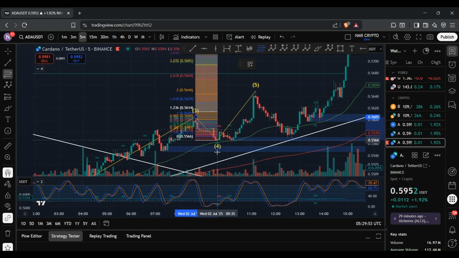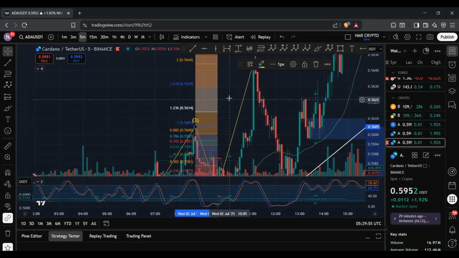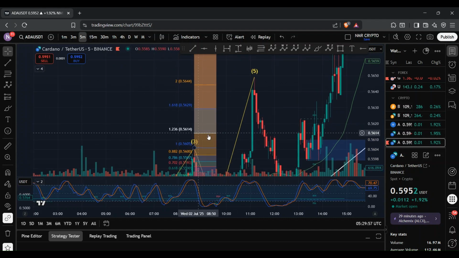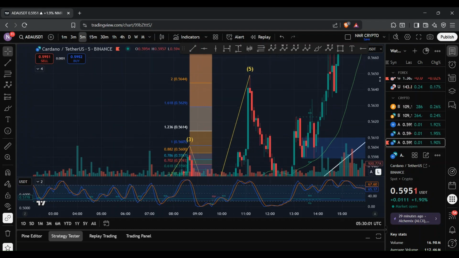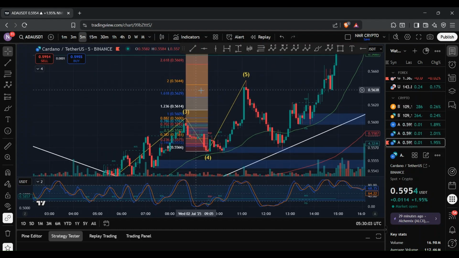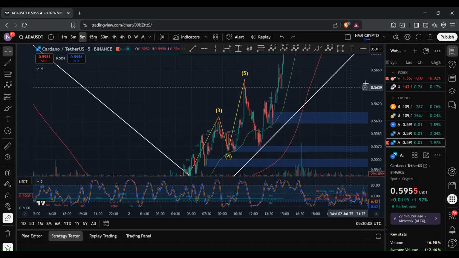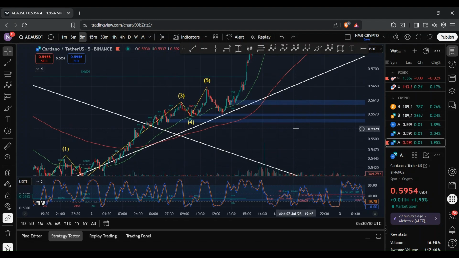So if I bring in the fib tool, here you can see that we ended up extending beyond the typical requirements, and we got rejected at this level here. And that then led to this move to the downside. And so it's possible that we have one of two structures that are forming right now, with one of which being a 5-wave move to the upside.